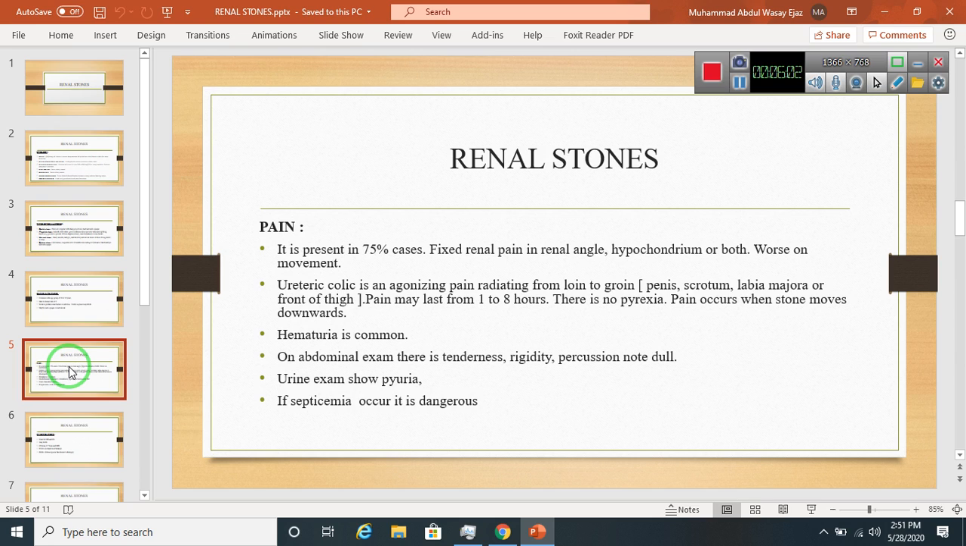Hematuria is common because of abrasion of the smooth structures. On abdominal examination, there is tenderness, rigidity, and percussion note is dull. Urine examination shows pyuria, hematuria, casts. Then, if septicemia occurs, it is dangerous.